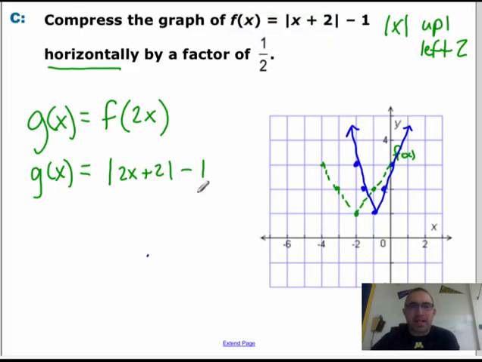Hey folks, coming back at you. I just caught one mistake. If you look up here, I said the graph moved up 1. Well, it's -1 here, which means down. So in order to keep this right, just make this change in your notes and you'll be good to go.